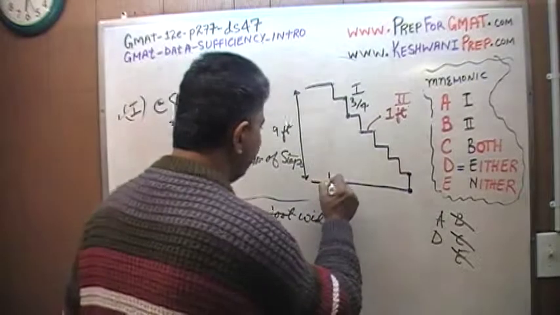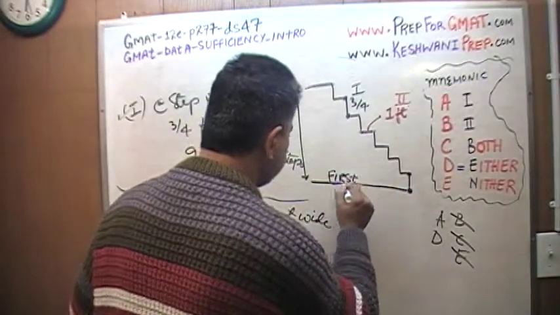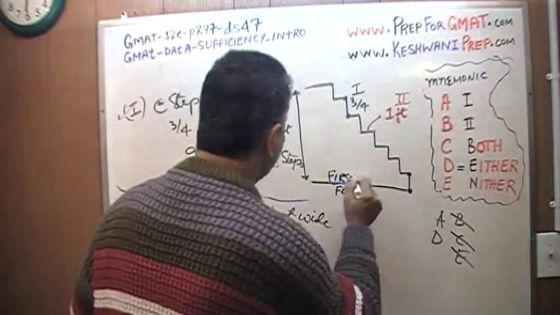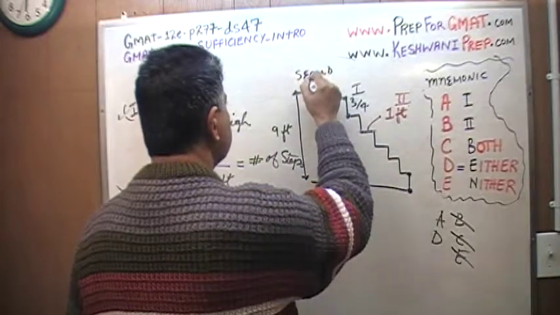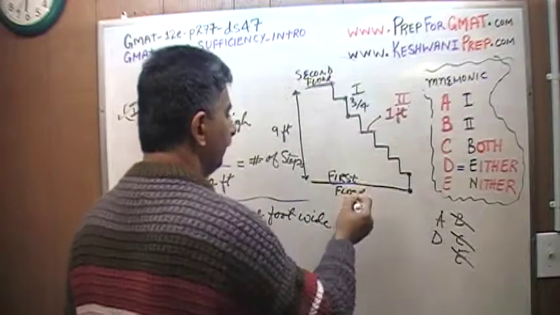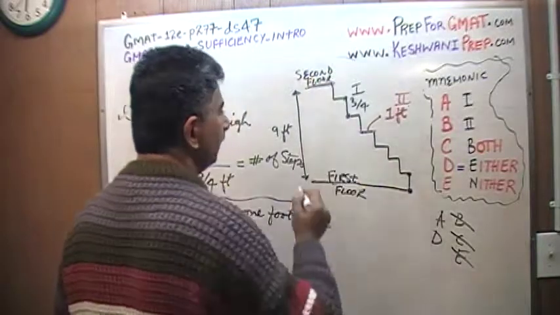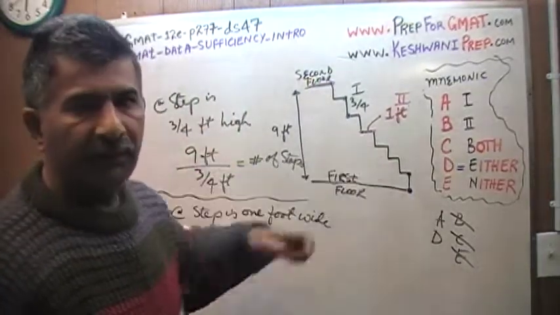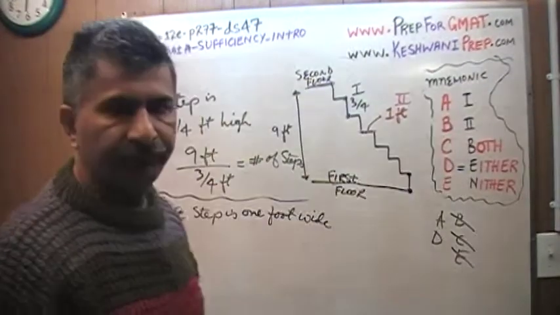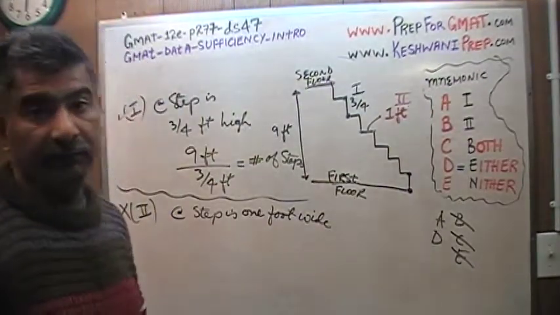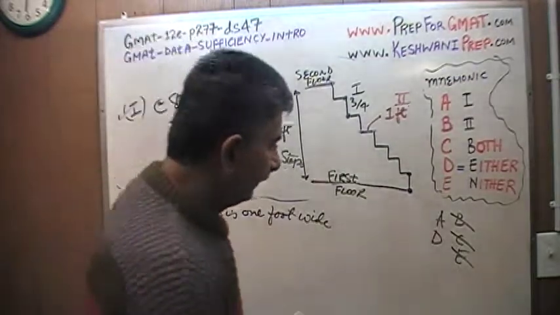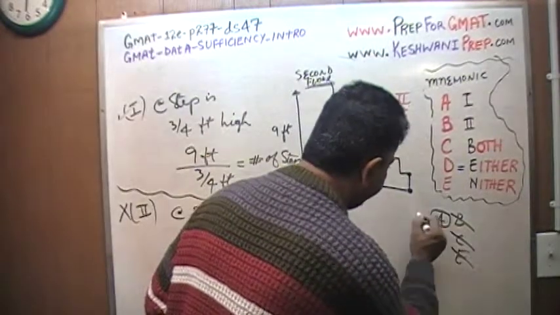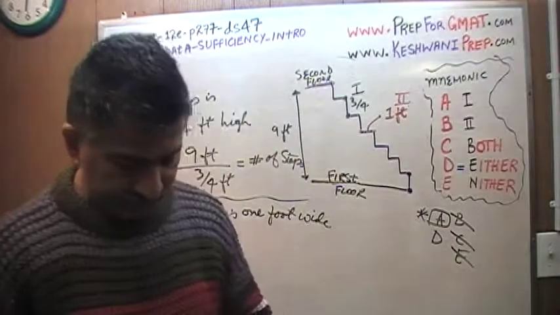There is your first floor, and there is your second floor. And to go from here to here, knowing how wide that step is is not going to help us. We need to know how high it is. Second statement does not tell us that. So second statement is worthless. That tells us that the answer is not D, but rather A. That's it. We are done.